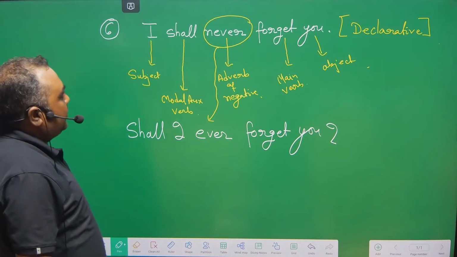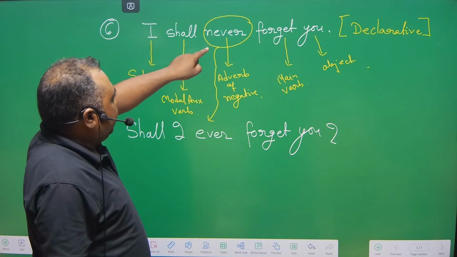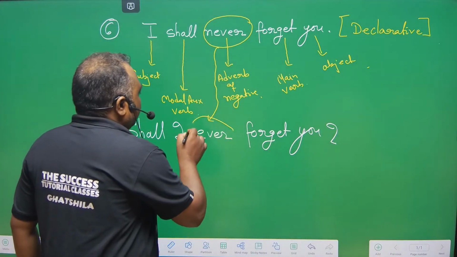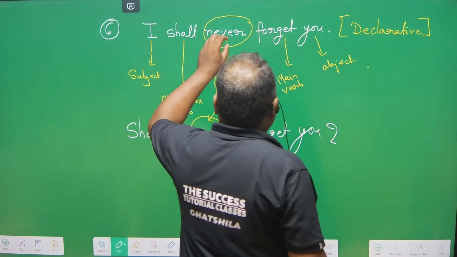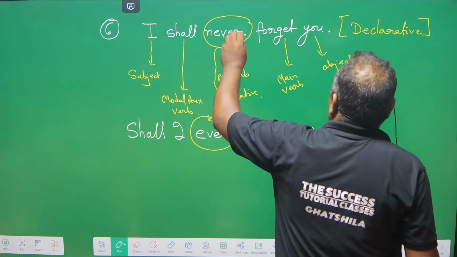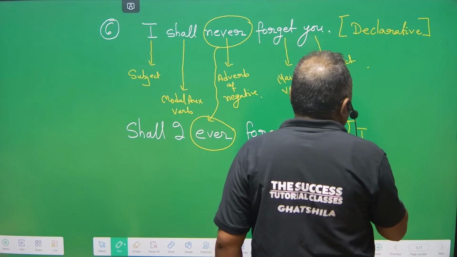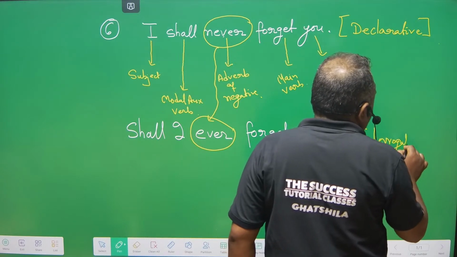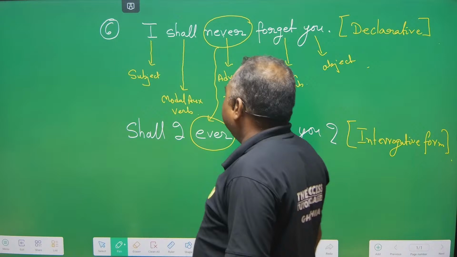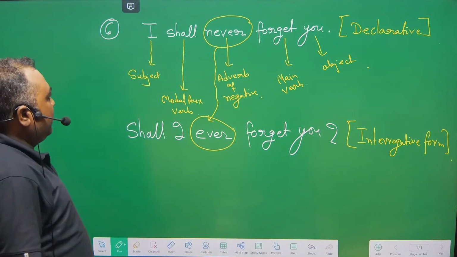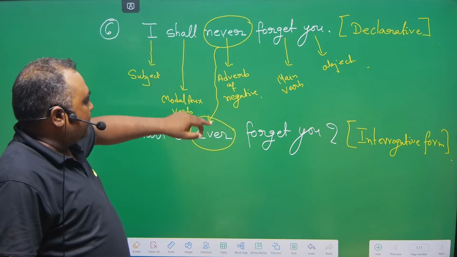So remember one thing, while converting a declarative sentence into an interrogative sentence, you convert never into ever. Ever is in positive form and never is in negative form. Never gives a negative meaning and ever gives a positive meaning. So this one is in interrogative form. Did you get my point, student? Never gets converted into ever.